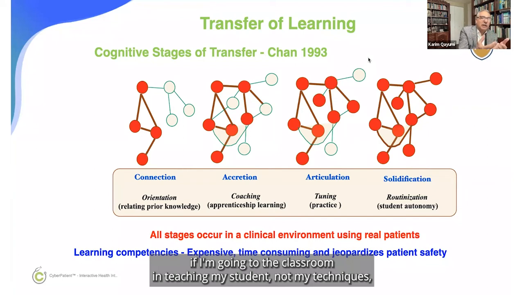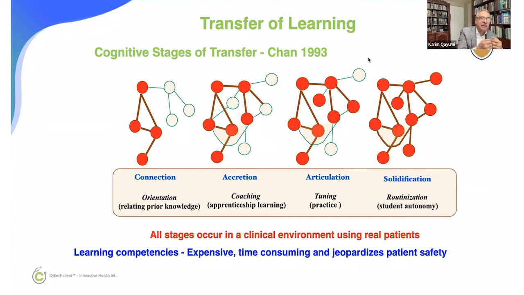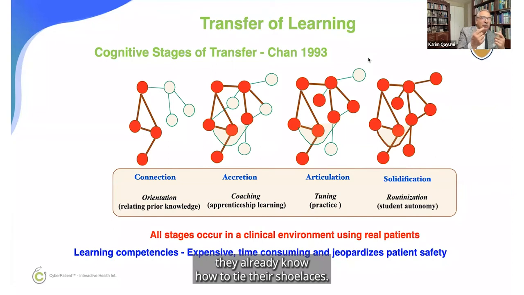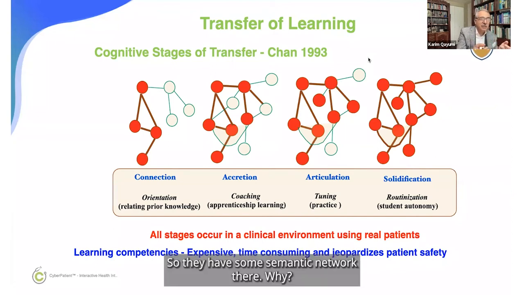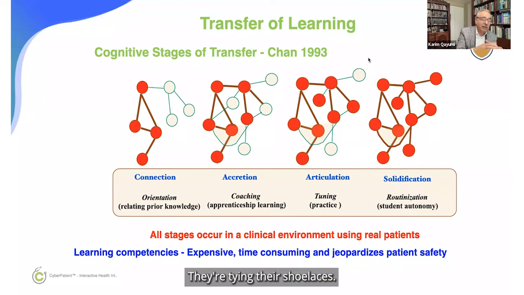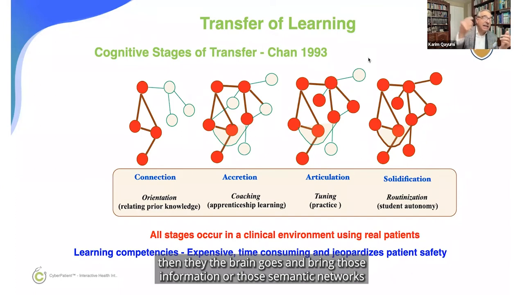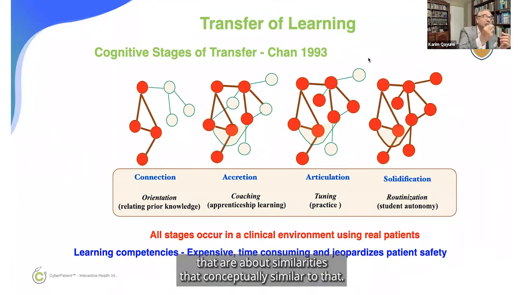If I'm going to the classroom and teaching my students knot tying techniques, they already know how to tie their shoelaces. So they have some semantic network there from doing it all their life. Now, when I come and explain to them the complexity of surgical knots, the brain goes and brings those semantic networks that are conceptually similar to that.